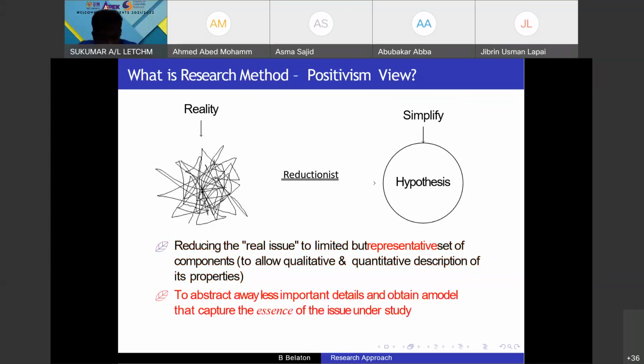Abstraction means leaving out less important details and obtaining a model that captures the essence of the issue under study. Even your thesis has an abstract. Remember this point. In a previous Viva, a student submitted a report with a two-page abstract. Try to reduce it to a maximum of 1.5 pages. The best is one page for your abstract. It's not easy, but it's doable.